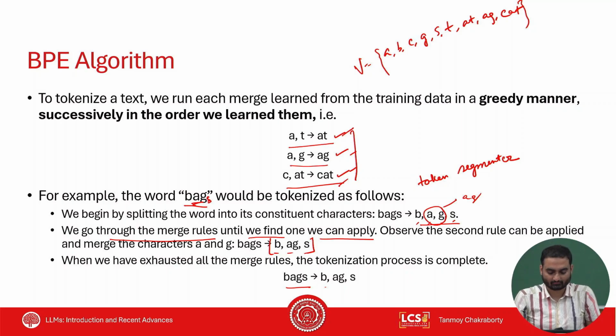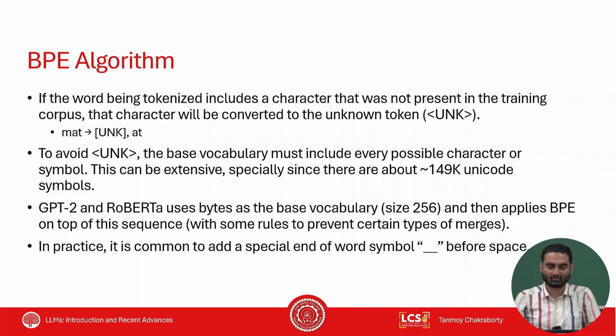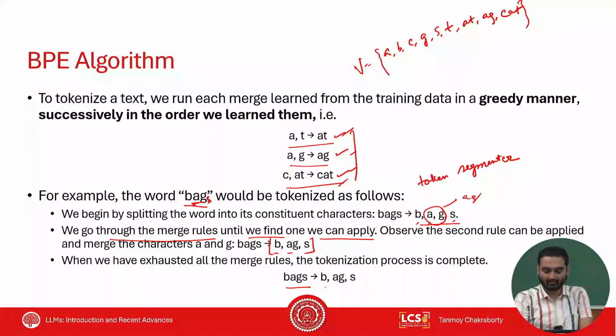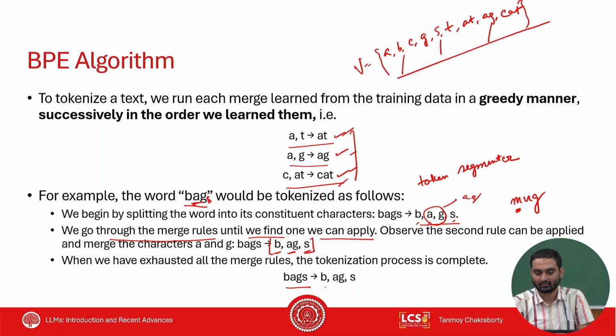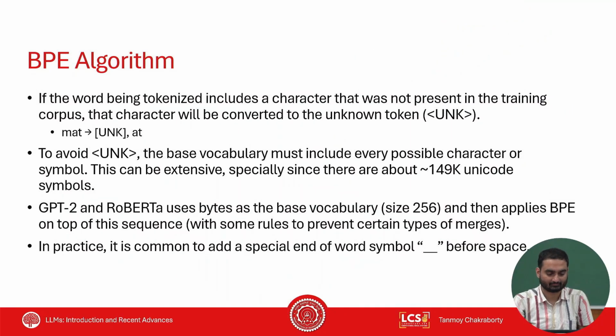Now what happens if a token is not present in the vocabulary? Remember, in this case, all the tokens B, AG, and S are part of the vocabulary. All three are part of the vocabulary. But let's say you have a word MUG. The character M is not present here, right? The character U is also not present here. How do you deal with this during the test time?